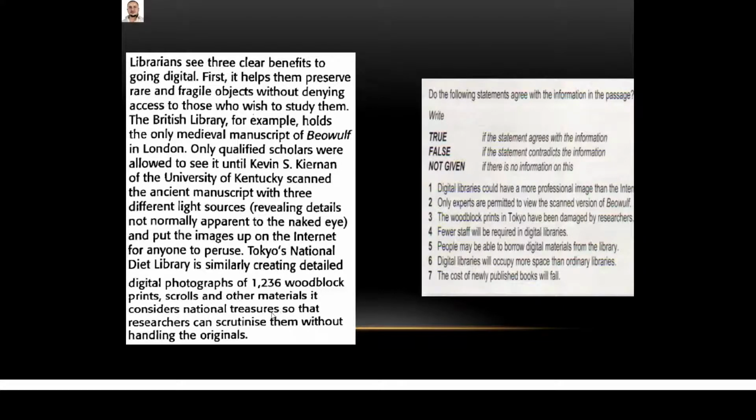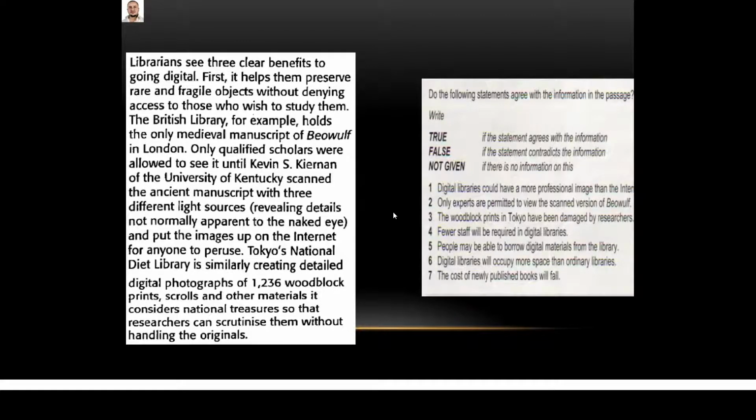Number 3 is not given because here it says researchers can scrutinize. We don't know. Did they scrutinize them? Or did they not scrutinize them? So in this case, it will be not given.